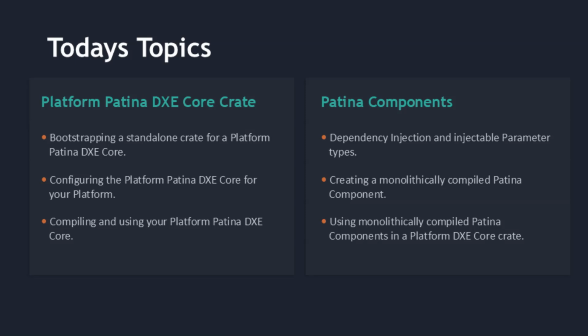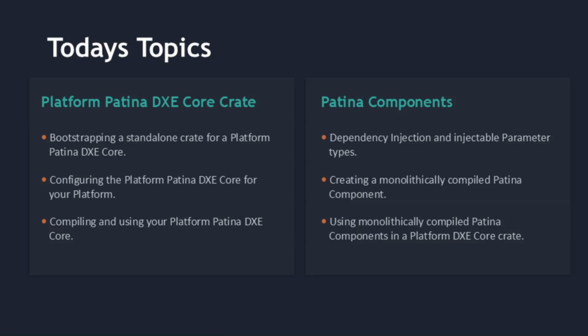The only thing left to do is to add a couple of monolithic Patina components necessary for the platform to boot. Before we do that, let's move on to topic 2, which is how to create, test, and use a component. The component that we will be creating functionally does nothing important, but it will demonstrate some of the capabilities of the Patina component interface, specifically dependency injection. As mentioned in previous videos, Patina components are similar to PI drivers, but are monolithically compiled and use dependency injection in their function interfaces as an alternative to dependency expressions.